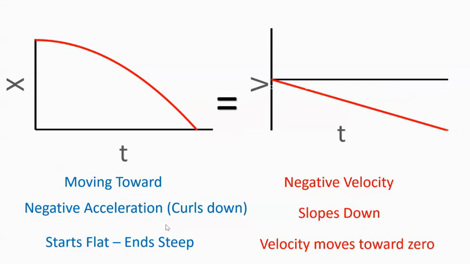So that's how you go from a velocity graph to a position graph, at least without numbers. You would just use these attributes of the graph.